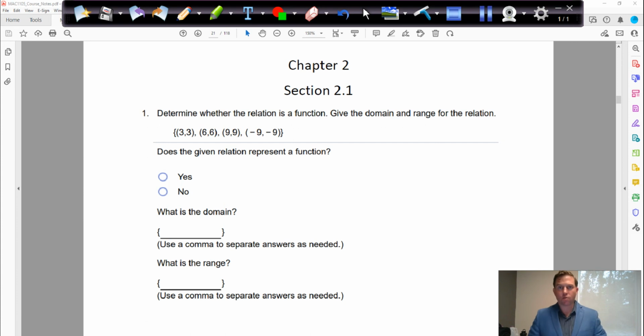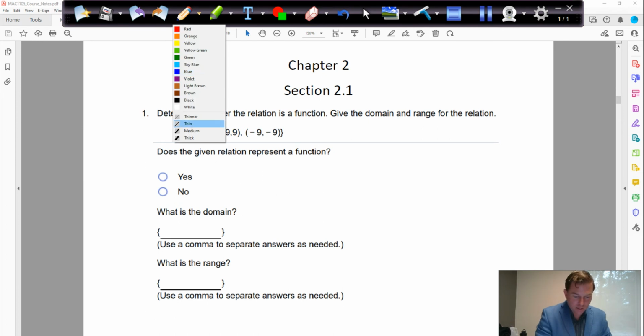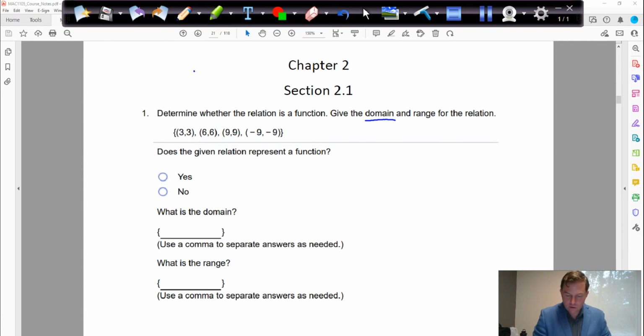All right, in section 2.1, we're going to start to look at functions and graphing. And so we're going to introduce some terms that hopefully are not necessarily new. Hopefully you've seen them before, but if you haven't, that's fine too. So the first thing we're going to talk about is domain. And domain is going to be the list of x values that the function can take on. So the domain is the set of x values.